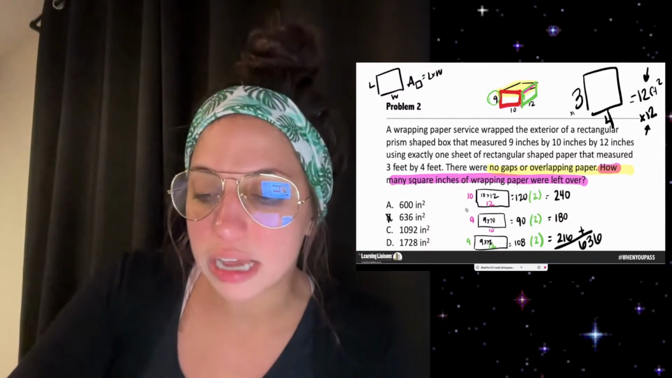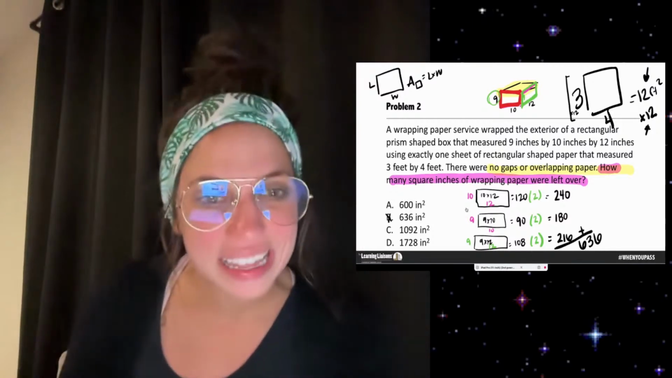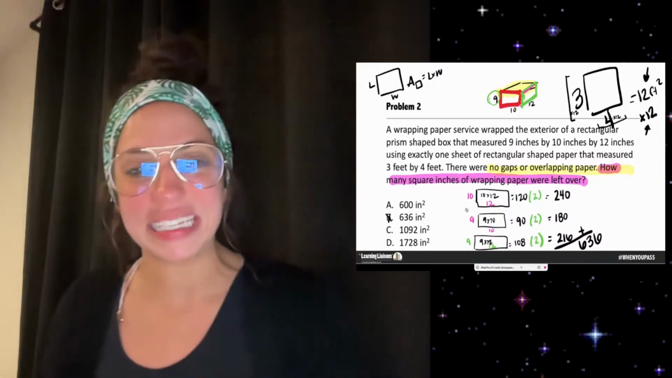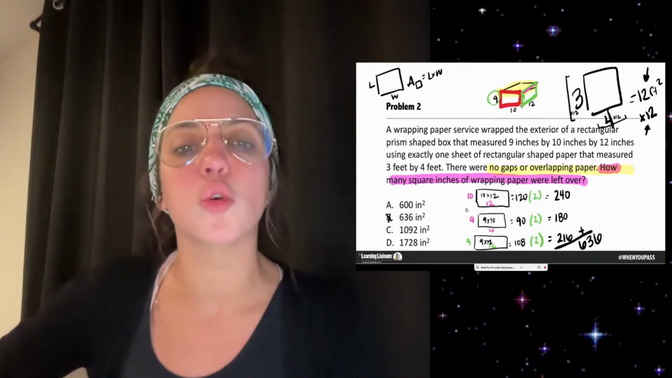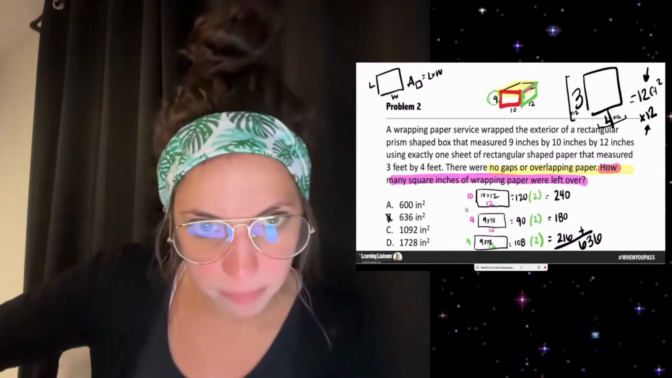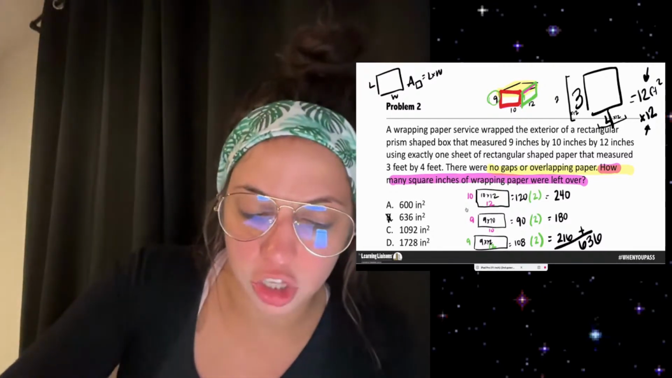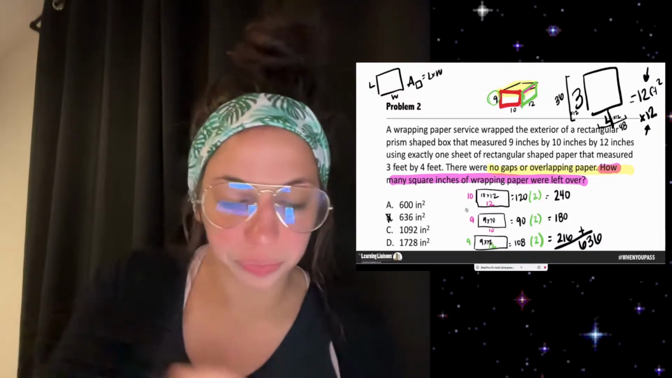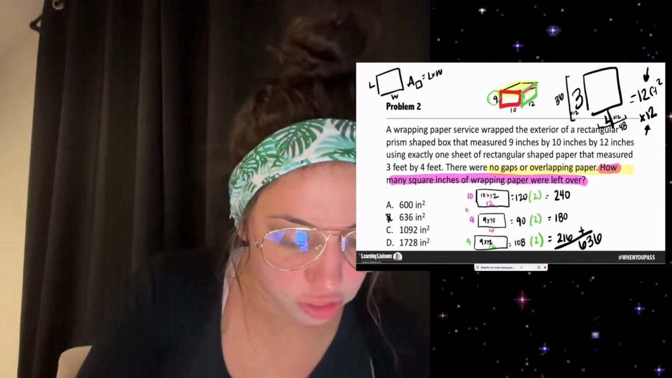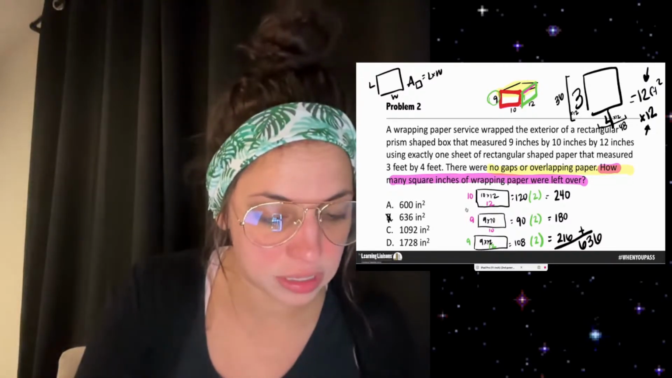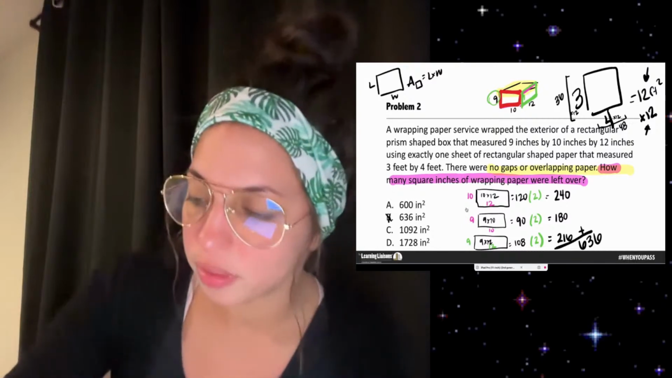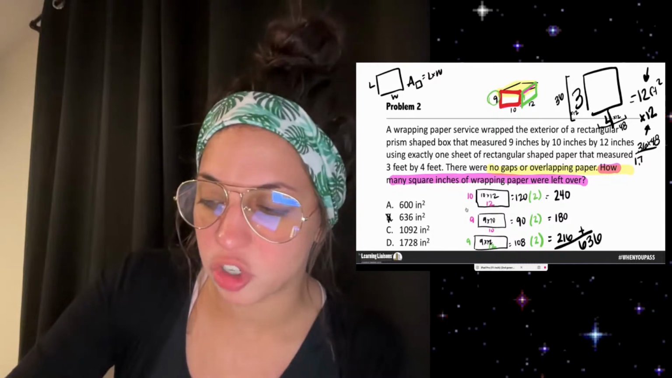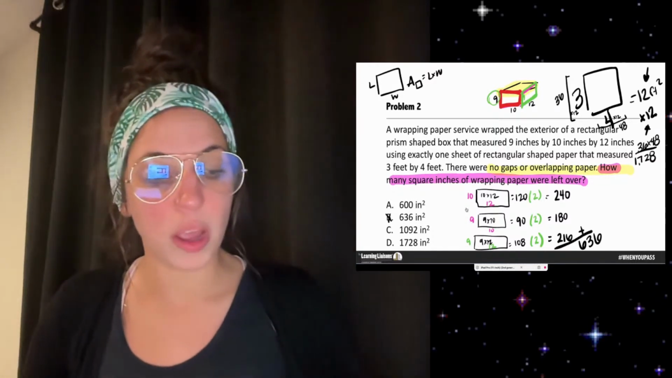So I need to do 3 times 12 to figure out how much this length is in inches. I need to do 4 times 12 to figure out how much this width is in inches. And then I need to find the square inches by multiplying those numbers together. So 3 times 12 is 36. 4 times 12 is 48. And I do not have 36 times 48 memorized. 36 times 48 is 1,728.